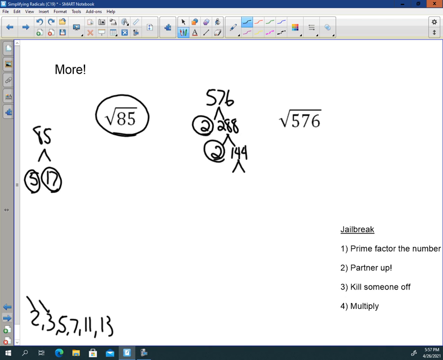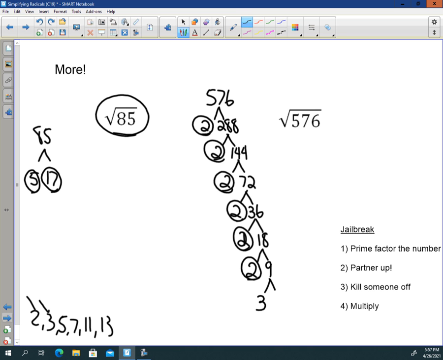Divide it by 2. Yep, I get 72. 2 and 72. And then divide 72 by 2. I get 36. And then another 2, divide by 2. Yep, I get 18. Whoops, 2 and 18. And then divide by 2, and I get 9. And then 9 is not divisible by 2, but 3 is, and 3 times 3 is 9, and 3 is prime, and so we're finally done.